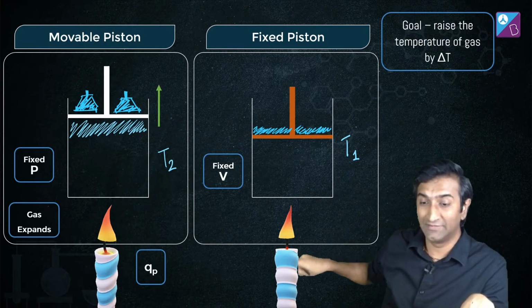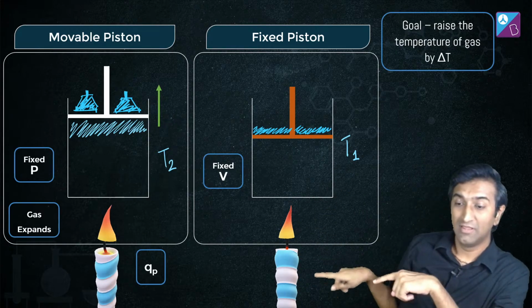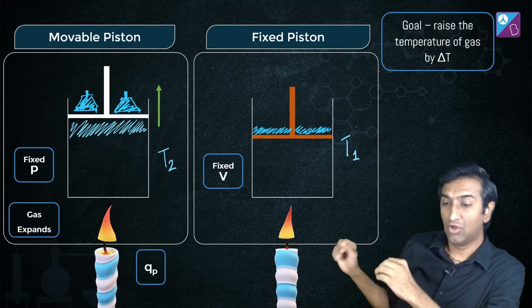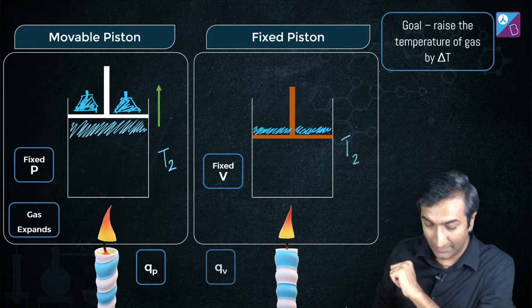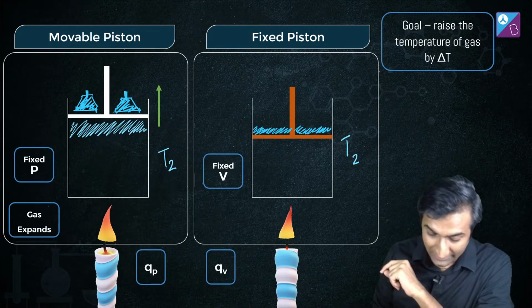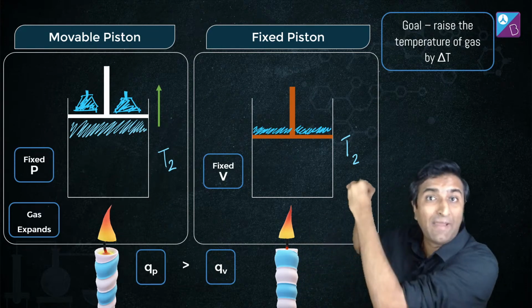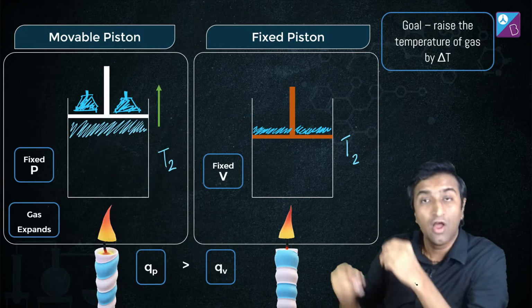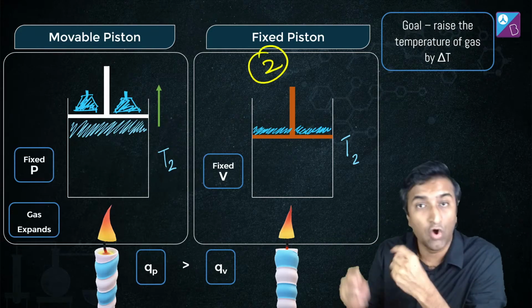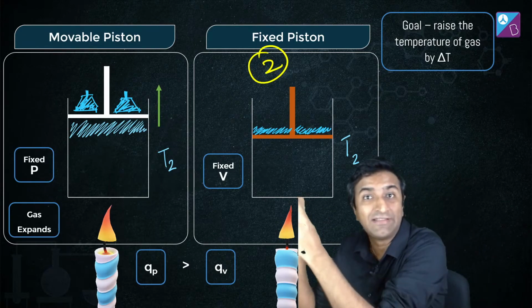So there are two different things. That one over there at the bottom, I'm calling that QP, दूर वाला, और जो पास वाला है, I'm calling it QV. And I said that QV is less than QP, या फिर QP is greater than QV, क्योंकि some of the heat goes in expanding the gas. In case number 2, all the heat goes in increasing the temperature.